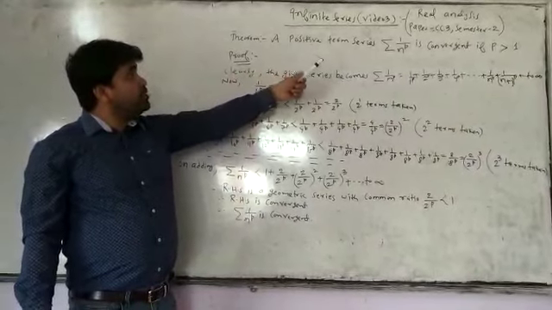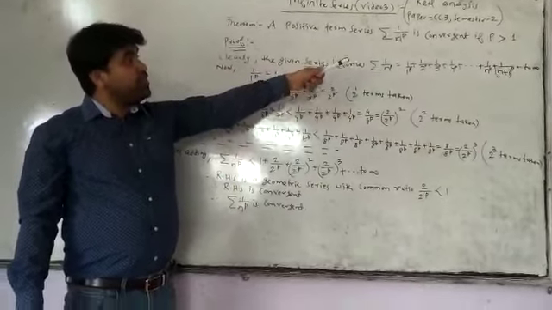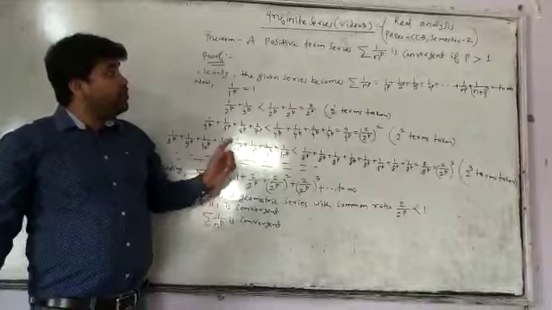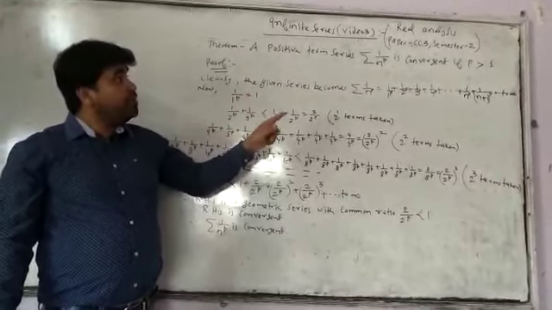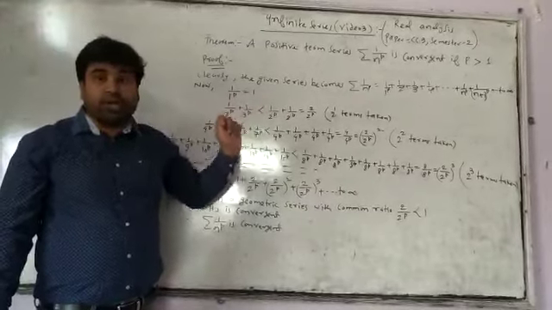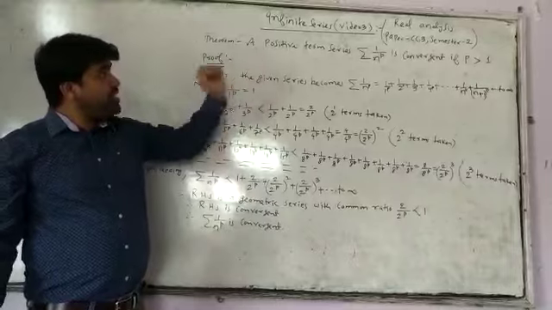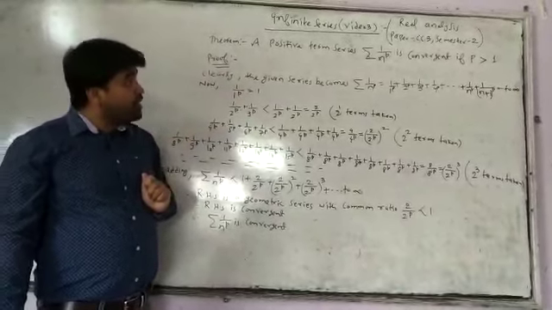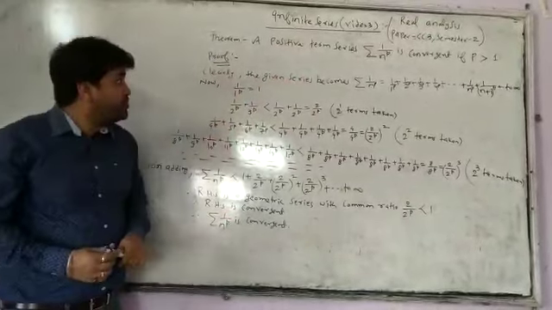So again I am repeating the theorem. A positive term series sigma 1 by n to power p is convergent if p is greater than 1. In my video number 2 I have proved that sigma 1 by n to power p is divergent if p is less than or equal to 1. But now the statement says that sigma 1 by n to power p will be convergent if p is greater than 1. How? Let us see.